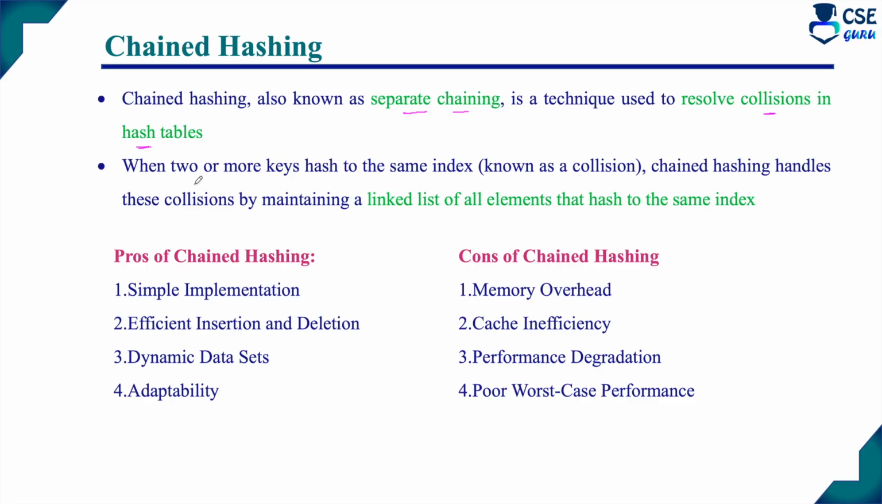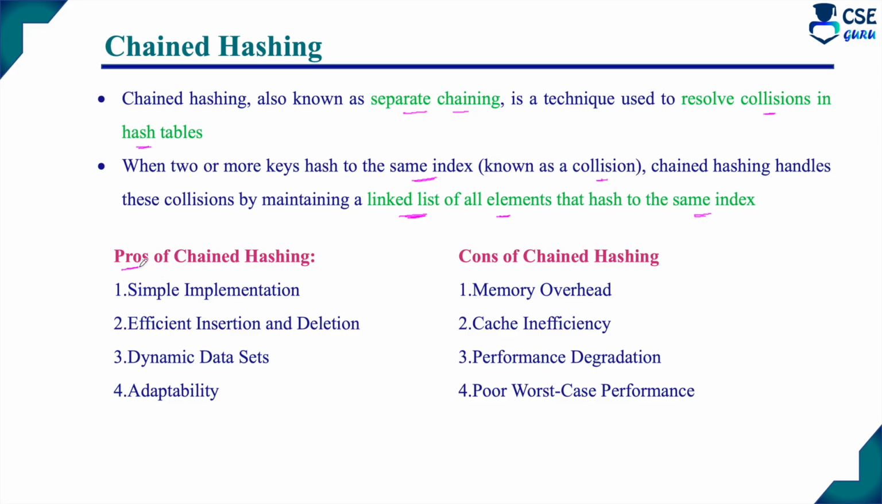So when two or more keys hash to the same index, a collision happens. Here the chained hashing will maintain a linked list of all elements that hash to the same index. So if more than one element hashes to the same index, this technique will maintain a linked list of all the elements, so that we can accommodate all the elements at the same index itself by maintaining a linked list. That is the concept of chained hashing.